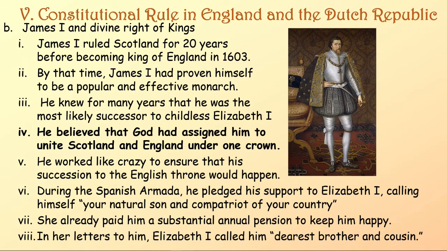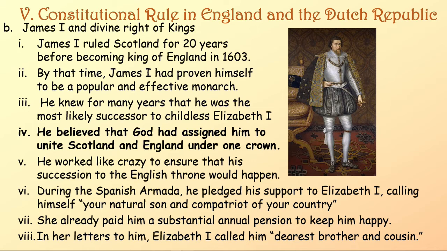Let's go back to James I since we're exploring this third cause. Go back to him for a second. James I ruled Scotland for 20 years before becoming King of England in 1603. And by that time, James I had proven himself to be a popular and effective and capable monarch. And he knew for many years that he was the most likely successor to the childless Elizabeth I, and he believed that God had assigned him to unite Scotland and England under one crown.